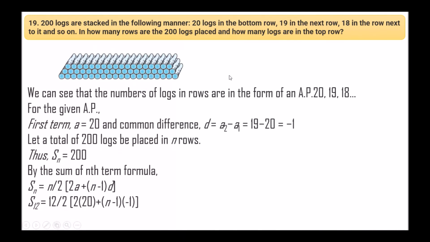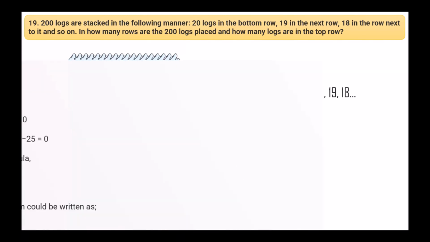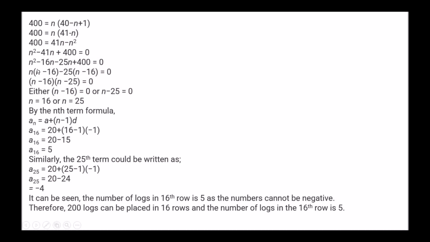So we can see the numbers of logs in the rows are in the form of an AP, that is 20, 19, 18 and so on. First term is 20, common difference is minus 1. Let the total of 200 logs be placed in n rows, that is Sn equals 200. So by the formula for Sn, we will get 400 equals n times (40 minus n plus 1). So n is either 16 or n is 25.